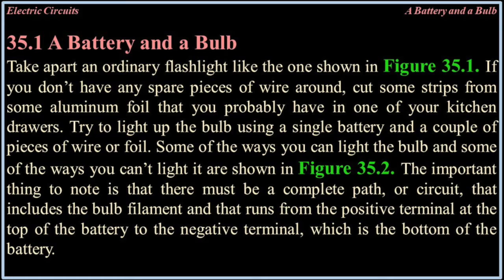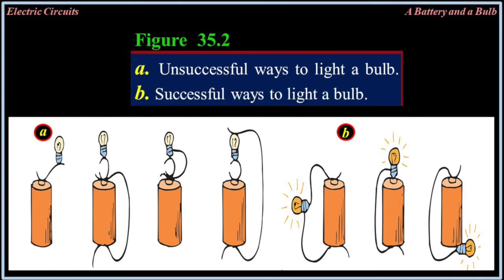Some of the ways you can light the bulb and some of the ways you can't light the bulb are shown in figure 35.2. The important thing to note is that there must be a complete path or circuit that includes the bulb filament and that runs from the positive terminal at the top of the battery to the negative terminal, which is the bottom of the battery.